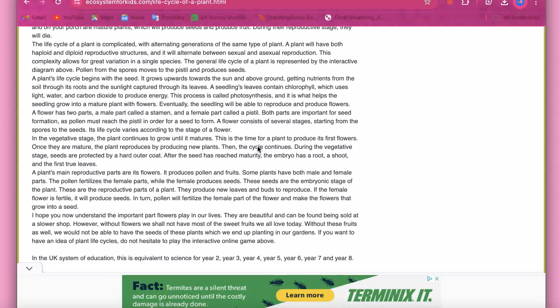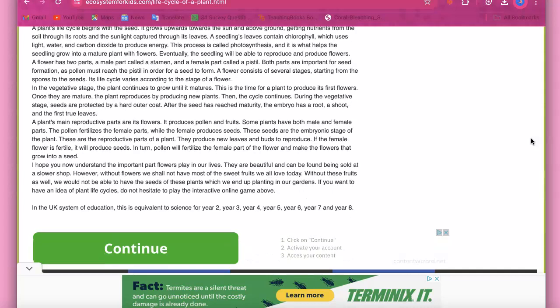A flower consists of several stages, starting from the spores to the seeds. Its life cycle varies according to the stage of a flower. In the vegetative stage, the plant continues to grow until it matures. This is the time for a plant to produce its first flowers. Once they are mature, the plant reproduces by producing new plants. Then, the cycle continues. During the vegetative stage, seeds are protected by a hard outer coat. After the seed has reached maturity, the embryo has a root, a shoot, and the first true leaves.